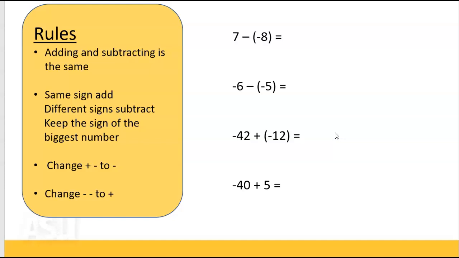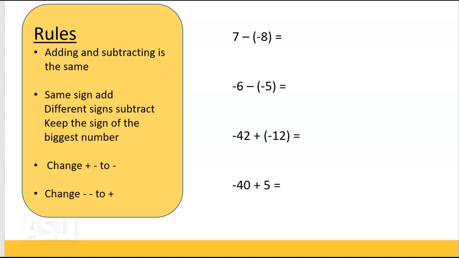The second rule is that if we have same signs, we add. If we have different signs, we subtract. And we always keep the sign of the biggest number. The third rule is that if we have a plus and a minus right next to each other, we change that to just a minus. And if we have two minuses next to each other, we change that to a plus. And those two rules are really just to help us simplify and be able to add or subtract more easily.